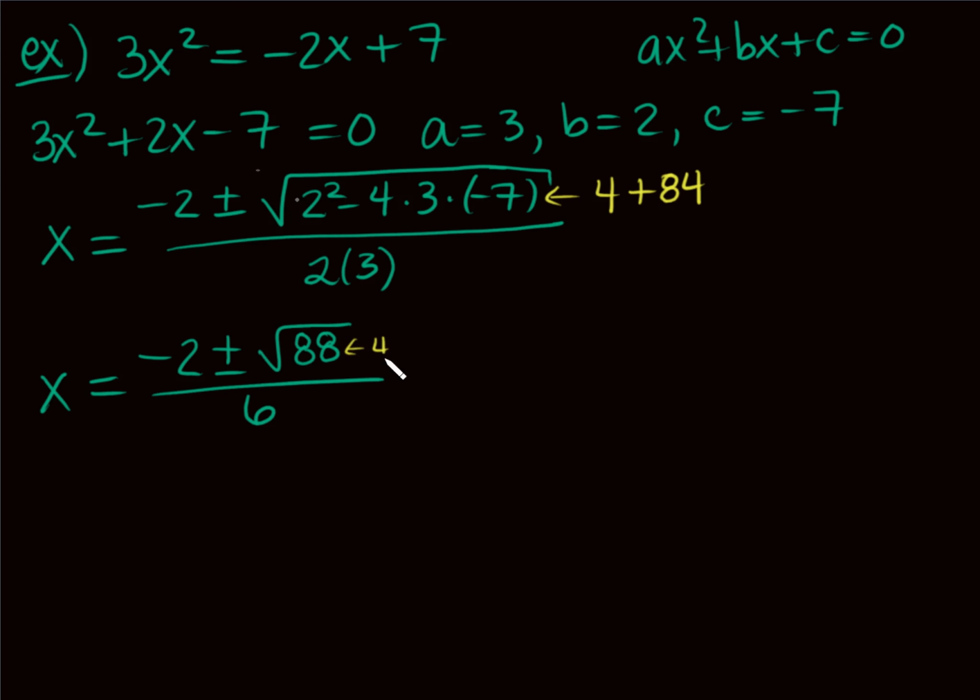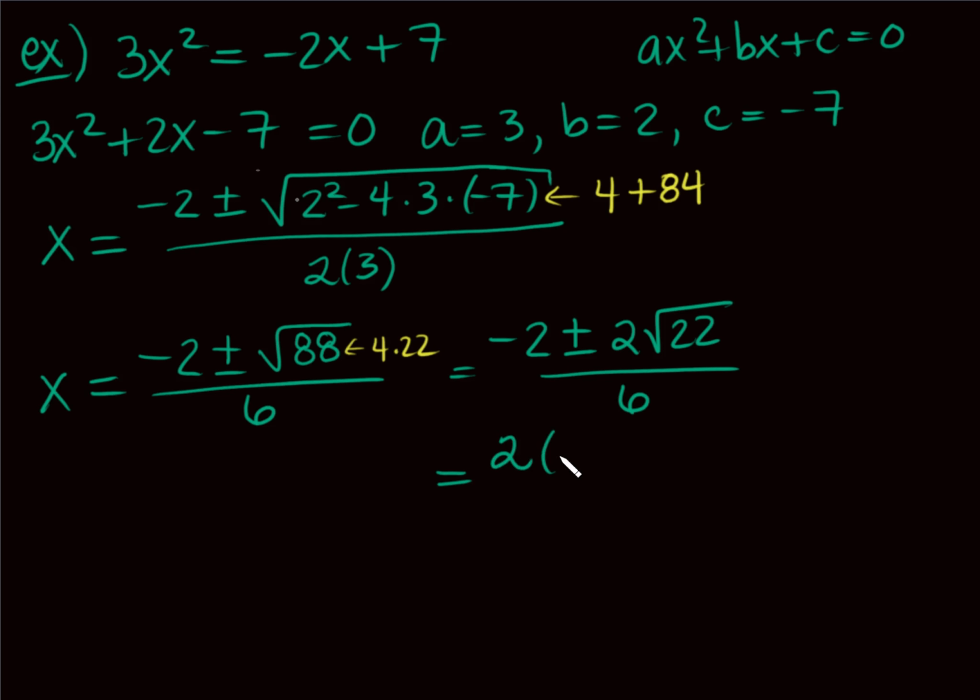This is what, 4 times 22, right? And 4 is a perfect square. So I can rewrite this as -2 plus or minus 2 root 22 over 6. I'm not completely simplified yet because I could take a 2 out of the numerator, right?